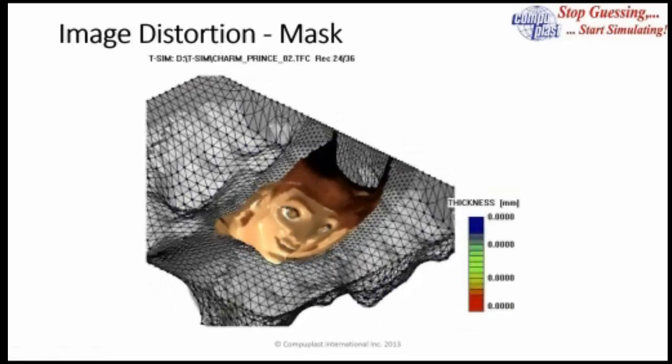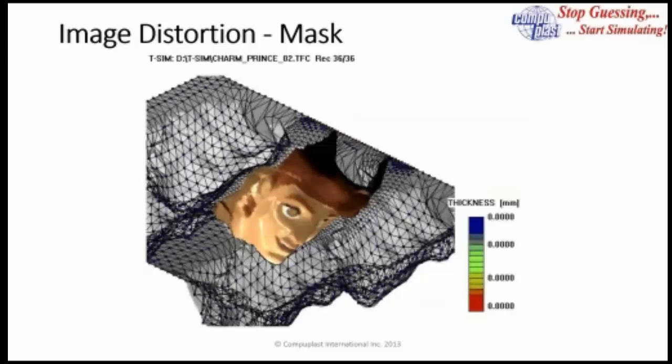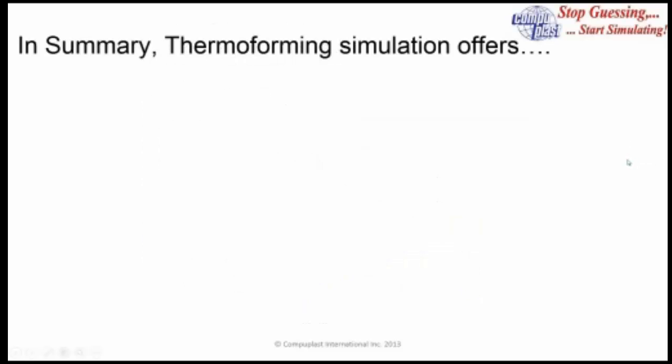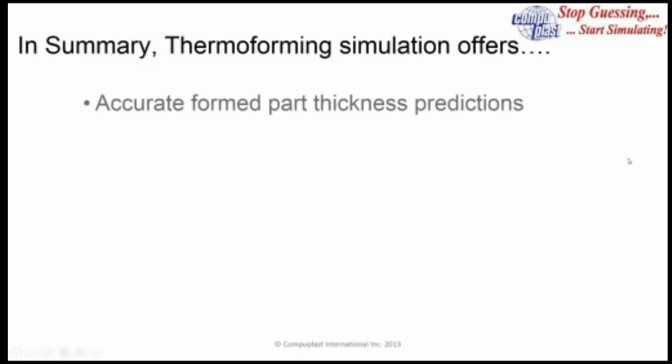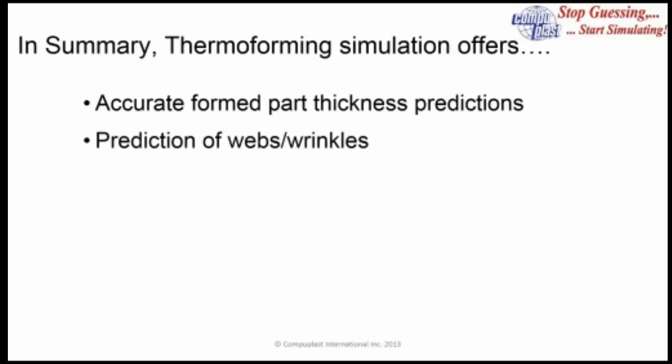There you can see that being formed. So in summary, thermoforming simulation offers accurate formed part thickness predictions. These are also very useful if you're going to do a stress analysis on your part, rather than assuming the final thickness that you want. And when you do stress analysis, sometimes you'll just apply the same thickness to all areas of the part. What you can do is you can take the predicted thickness distribution and map it to your stress analysis mesh, and then get a more accurate stress analysis by putting the more accurate thickness.